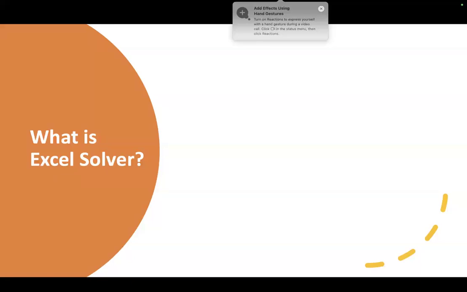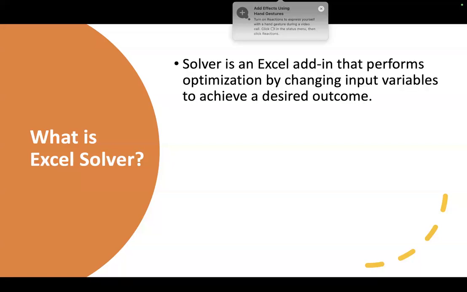Good news. We are done with the hard part of the presentation. Let's talk about what we are going to see later on in Excel Solver and then wrap it up. So what is Excel Solver in the first place, that we want to do portfolio optimization using Excel Solver? Solver is an Excel add-on. It comes with Excel, but you have to go somewhere and add it on. It performs optimization by changing input variables to achieve a desired outcome.